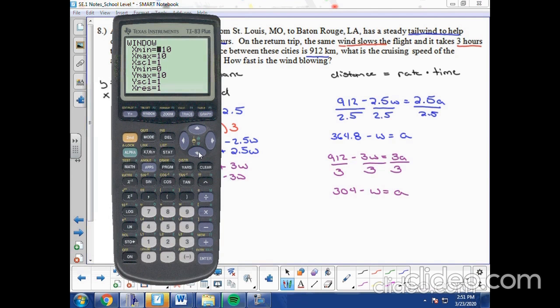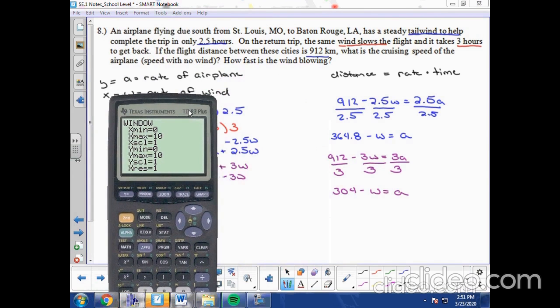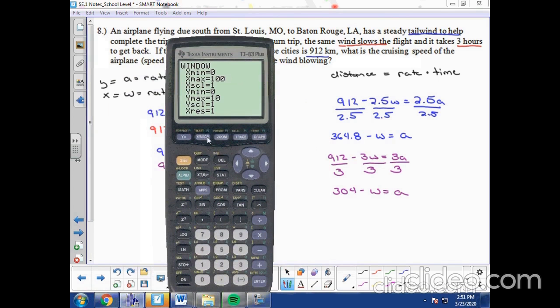Let's leave the Y's alone. Let's take X minimum to 0, which is the rate of the wind. And I don't know how fast the wind blows. Let's make it 100. Tornado speed. And hit zoom, 0 to fit the graph. We don't have any intersections there.